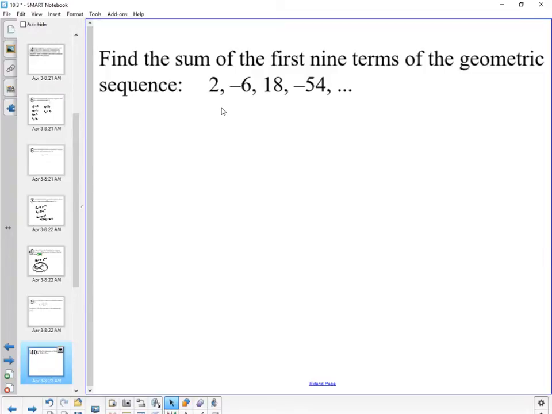What do you plug in for n? The 9, the position. The 9th term.